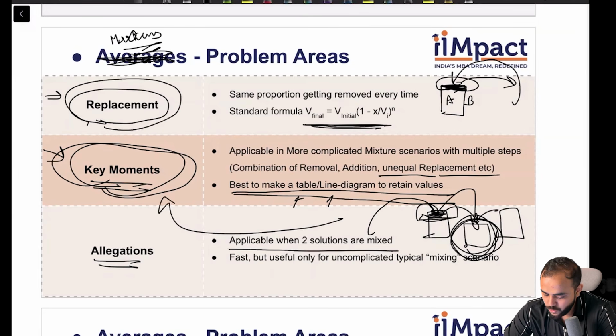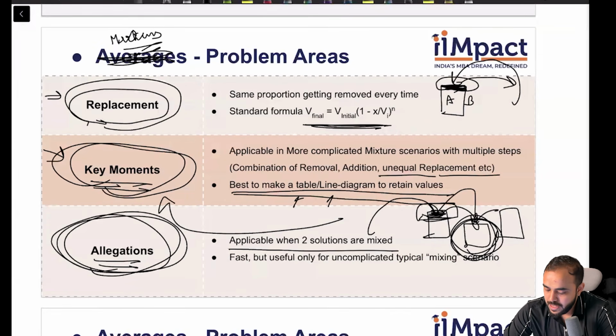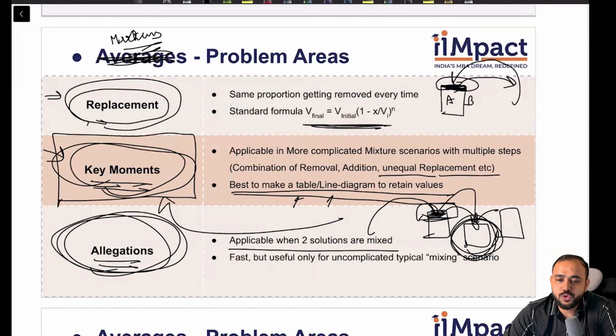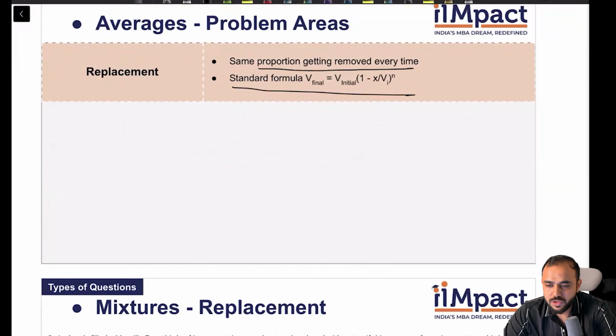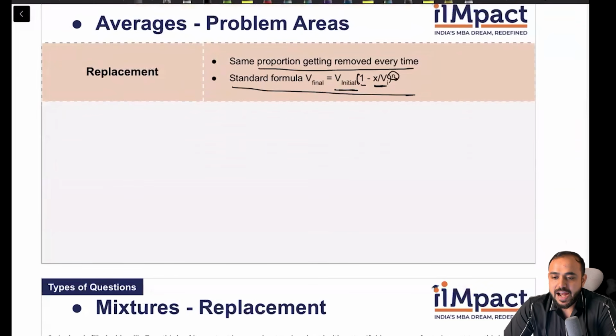So these are the only two shortcuts that you have available here. Other than that, you will have to face the music, so to speak. You will have to actually go through the hard work to find the answers. So in replacement, same proportion is getting removed every time. So the standard format is V final is equal to V initial into 1 minus the proportion that is getting removed and replaced every time raised to the power n, where n tells you the steps that have been taken.